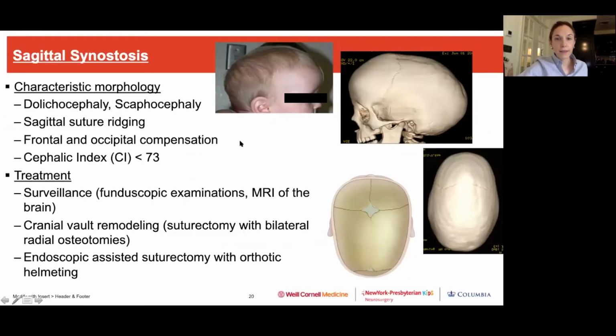All right, this is sagittal synostosis. We already went over the nomenclature. This is just to give you yet another more severe example. Frontal bossing, vertex slanting with the sagittal ridge, if you were to palpate this child's head here, and occipital bulging in the back. Again, the treatment options being cranial vault remodeling or endoscopic assisted sutrectomy with helmeting after.